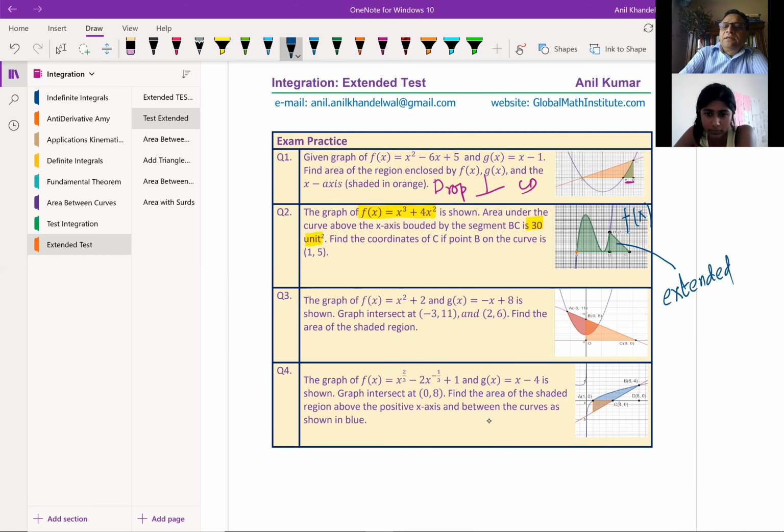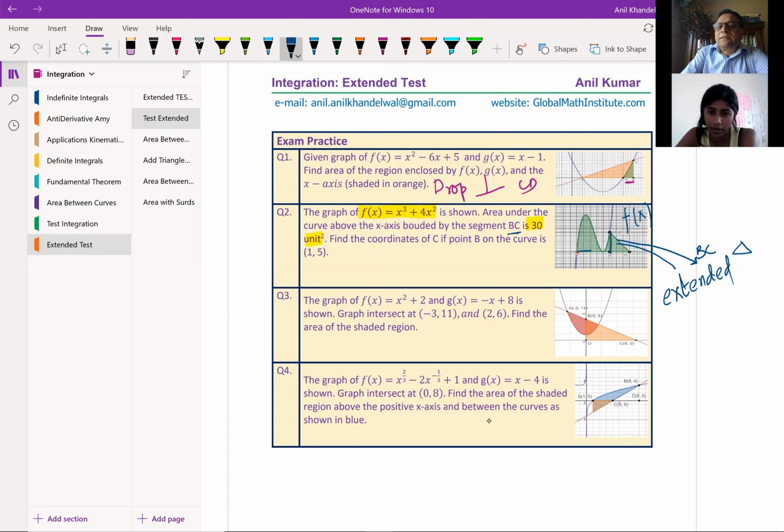Because the area under the graph is from here to this only, correct? So BC is this particular line, this particular line of the triangle, right? So we have an extra triangle added to the area under the graph and above the x-axis. Do you realize that part?